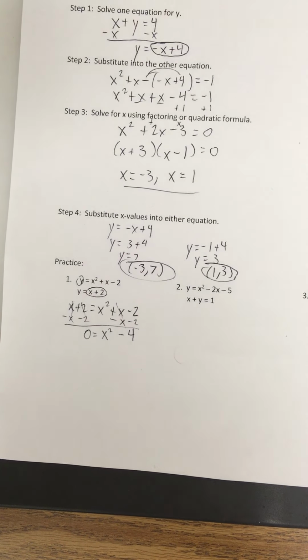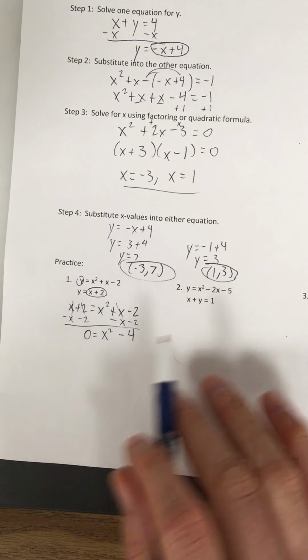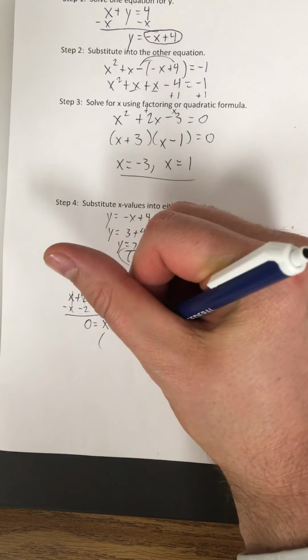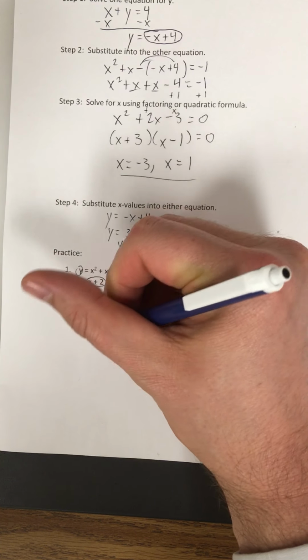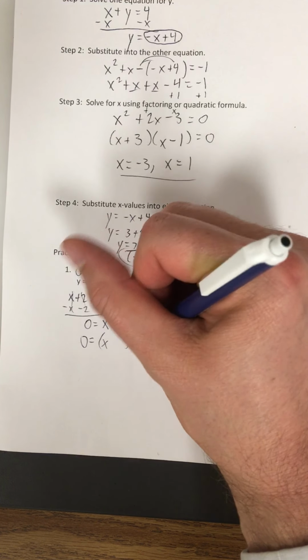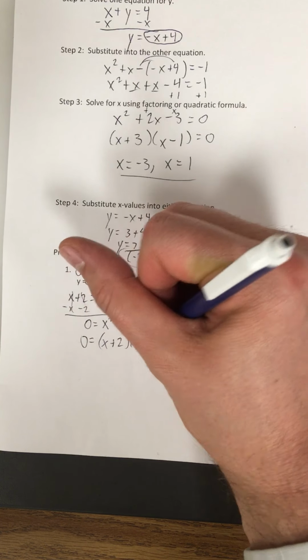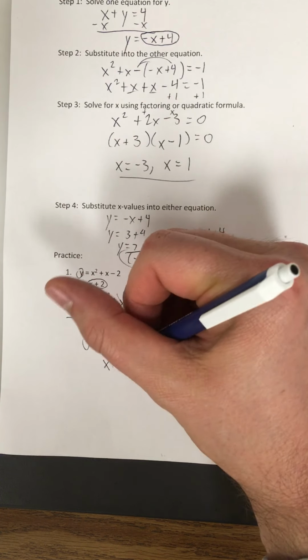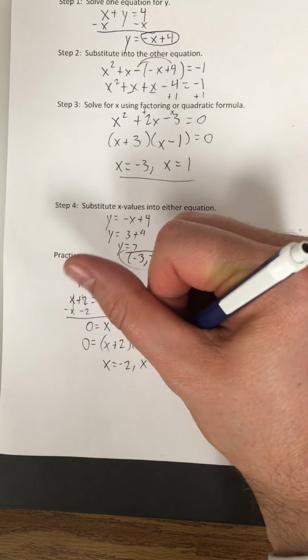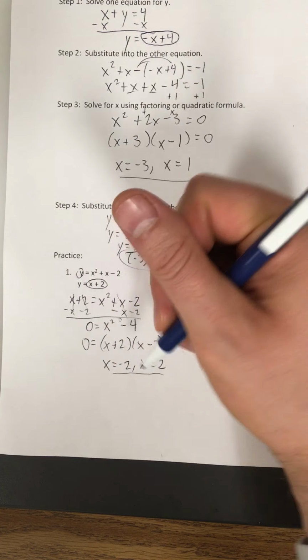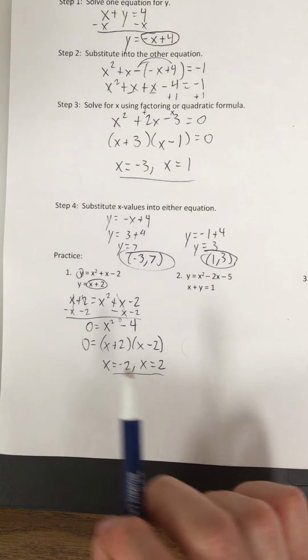Now, I could go ahead and factor that, or you could also use the square root method to solve this. But either way, if I'm going to use factoring, equal to 0, what numbers multiply to give me negative 4 and add to give me 0? It'd be plus 2 and minus 2. So that means my answers this time, x equals negative 2, x equals positive 2. Those are my x's. Now how do you find y? You plug them back in.